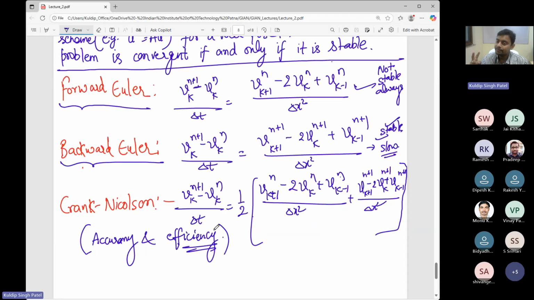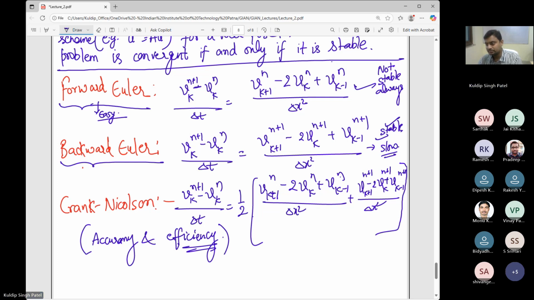So one advantage and one disadvantage for forward Euler: it is very easy to implement, but not always stable. Clear? What is the advantage and disadvantage of backward Euler? It is stable, that is the advantage, but what is the disadvantage? It is a bit complex, more difficult to implement. I'll tell you by geometry also why it is complex. That's why it is slow actually. When it does the job in MATLAB, I'll show you, it is a bit complex.